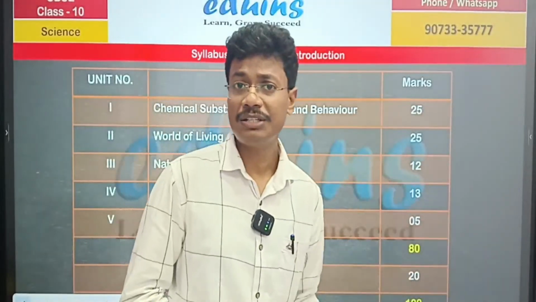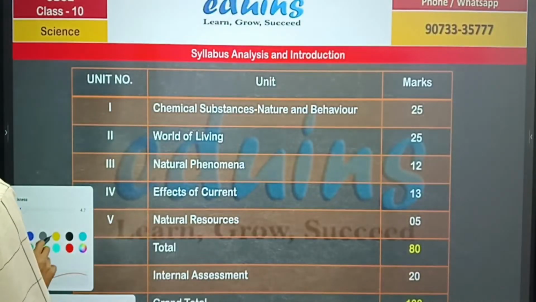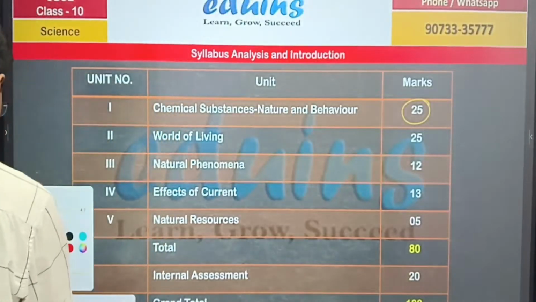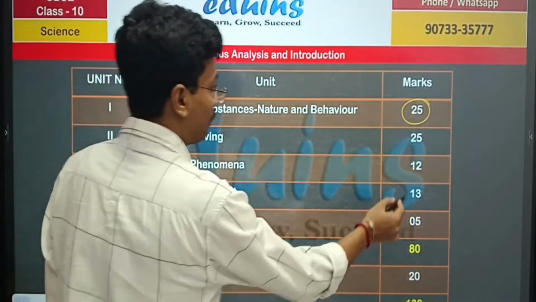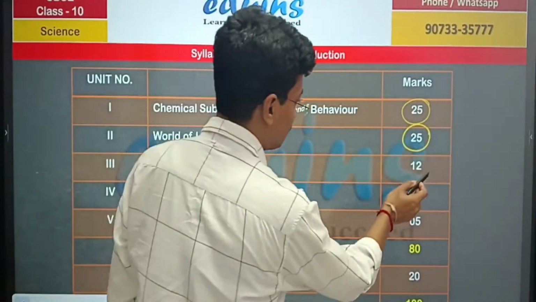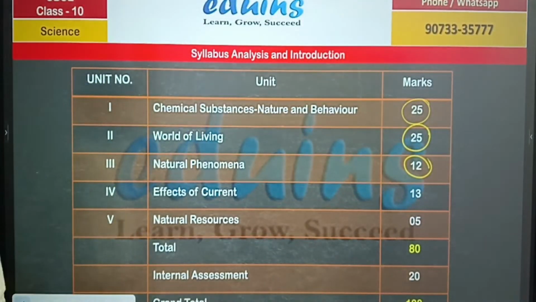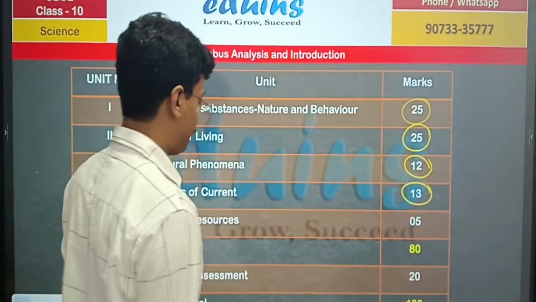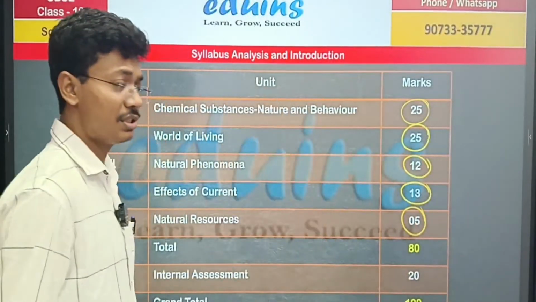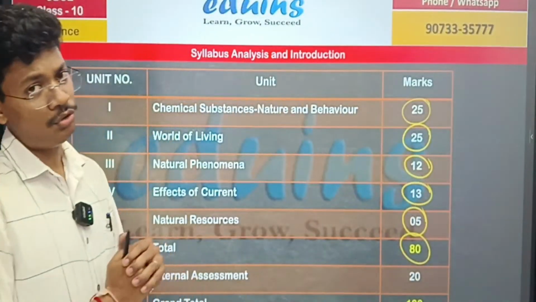So what is the number distribution? In the first unit, you will get 25 marks. In the second unit, you will also get 25 marks. In the third unit, you will get 12 marks, and in unit 4, you will get 13 marks. And the last unit, unit 5, you will get 5 marks. As a grand total, you will get 80 marks in your board exam.